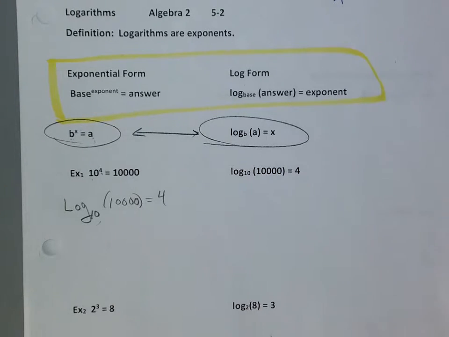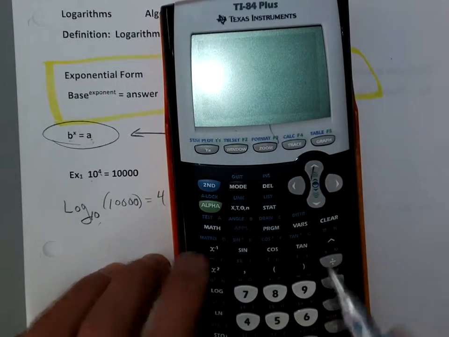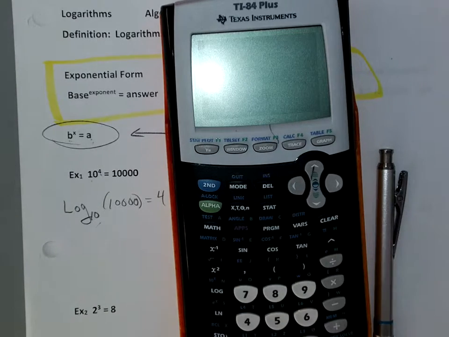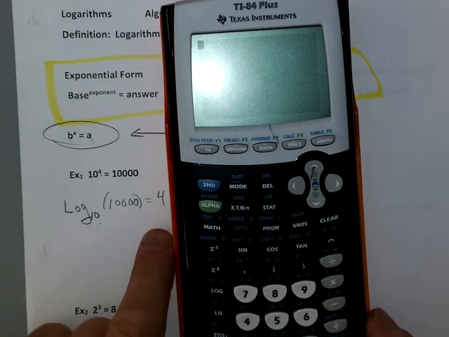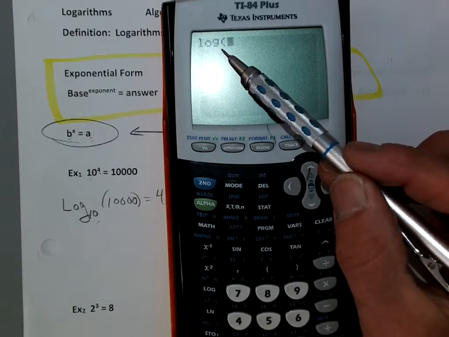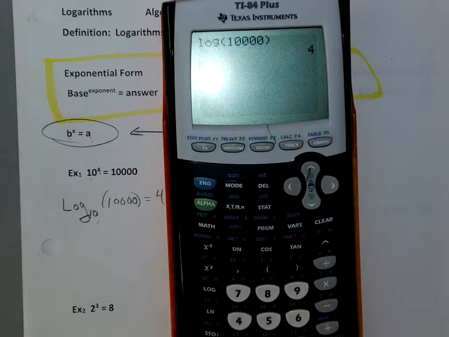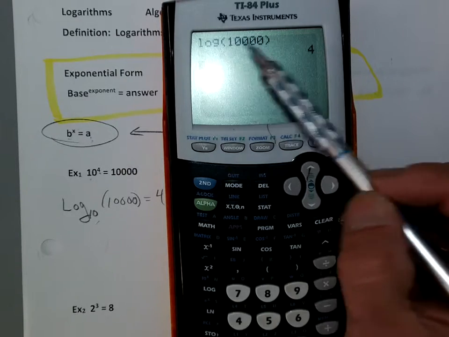In fact, you can use your calculator if you want to check it out. Now, your calculator doesn't show base 10. That's because this is what we call common log. Why is it base 10? Because we live in a base 10 world. We count in base 10. We do all our math in base 10 because we have 10 fingers. So if you did log, the base 10 is invisible, but it is base 10 on the calculator, of 10,000, and you get 4. Of course you get 4, it's saying 10 to what power equals 10,000?